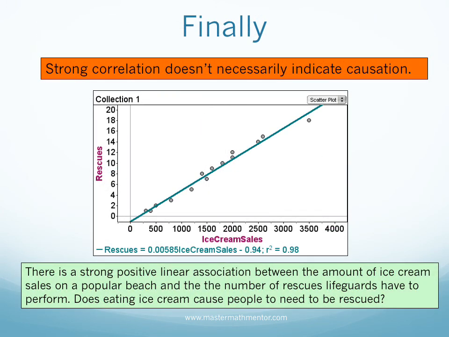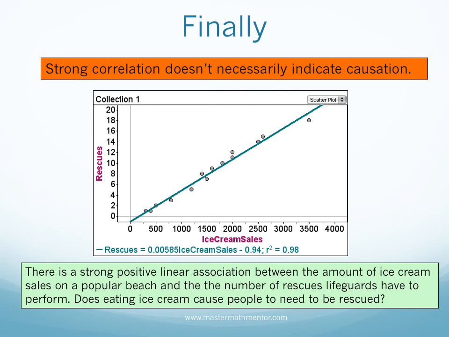One final caution when performing regression. Just because you have a strong correlation between X and Y doesn't mean that X causes Y. For instance, a study examined the total ice cream sales on a popular beach in the summer for a 2-week period, and how many times lifeguards had to rescue people from the water. There was a strong positive linear association between the two variables.